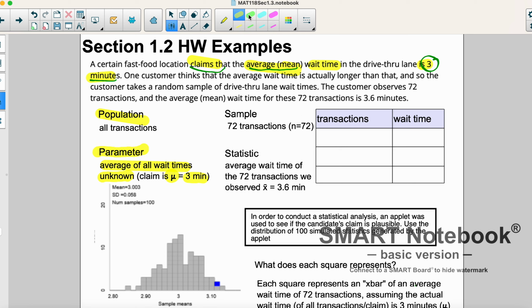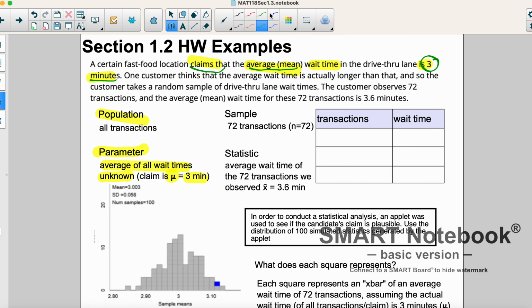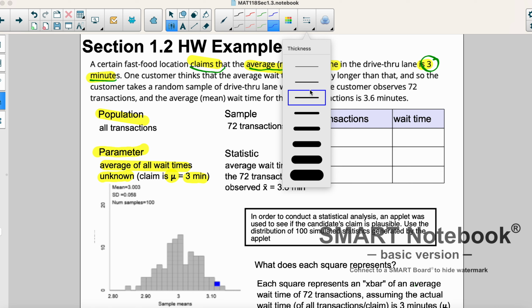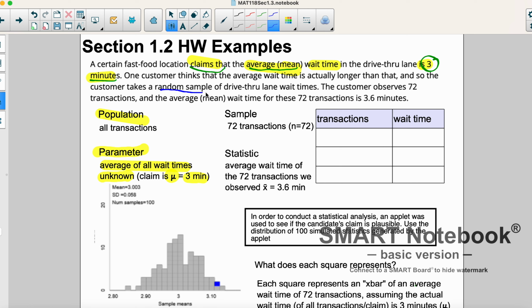All right, so then we're given some additional information. We are given that a customer doesn't believe that claim and they want to conduct a test. The test that they conduct is they take a random sample of drive-through wait times. They do that by taking 72 transactions. That's the thing that they're observing. That's my observational units, the 72 transactions. And we want to know the average mean wait time of those 72 transactions. When we collect all that data, we find that it's 3.6 minutes.